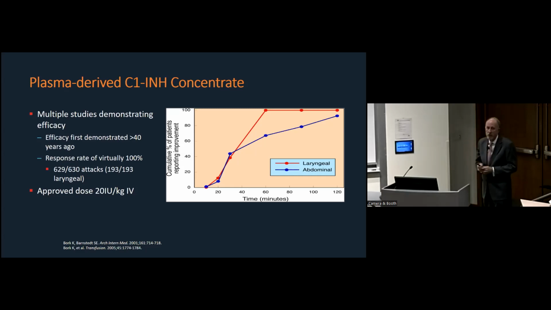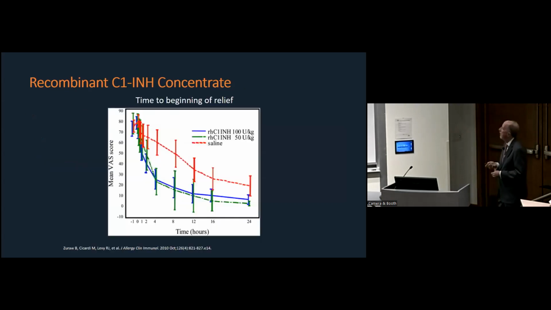The approved dose in the United States is weight-based. It's 20 international units per kilogram. So somewhere between 1,000 to 2,000 international units for an average adult patient. It's approved down to age 6, but can be given really younger than that if you can get an IV in the child.